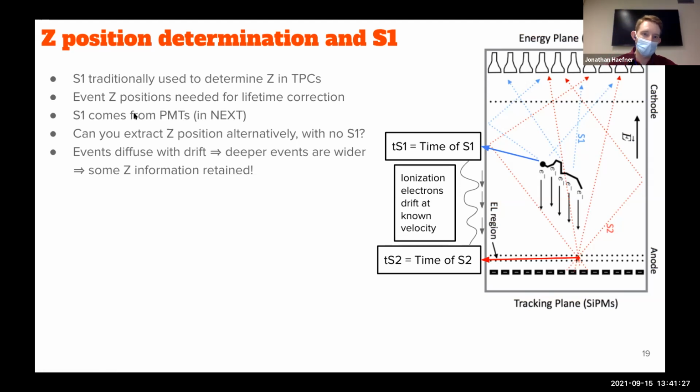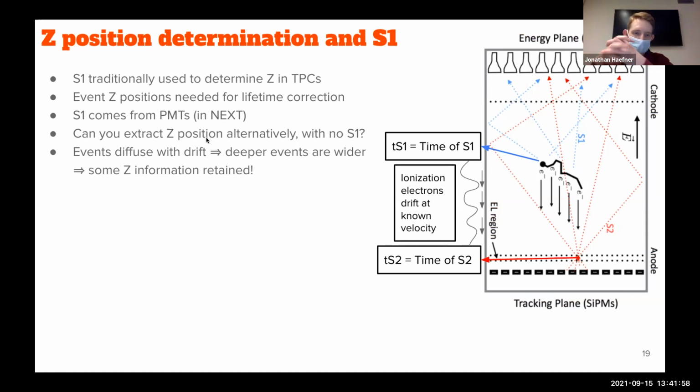Now, the S1 comes from PMTs in NEXT, but the PMTs are somewhat radioactive. They're going to be a leading contributor for larger experiments to our radiation budget. So we would like to get rid of them and use exclusively SiPMs. However, SiPMs have more dark noise, and there's a possibility we would not be able to detect the krypton S1 if we used only SiPMs. So the question is, can you extract the Z position in an alternative way with no S1?